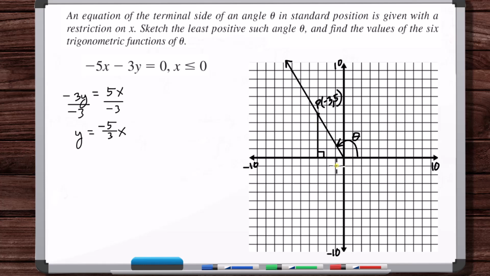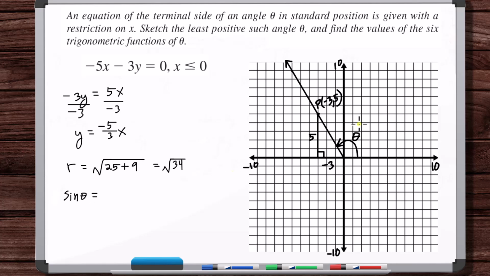Okay, now let's label the sides. This side is minus 3. This side is positive 5. Now we want to calculate the length of the hypotenuse, which is the radius. So the radius is going to be the square root of the sum of the square of the side lengths. So 5 squared is 25, minus 3 squared is 9. Square root of 34. Okay, so now we have everything we need to go ahead and calculate the trig function values.